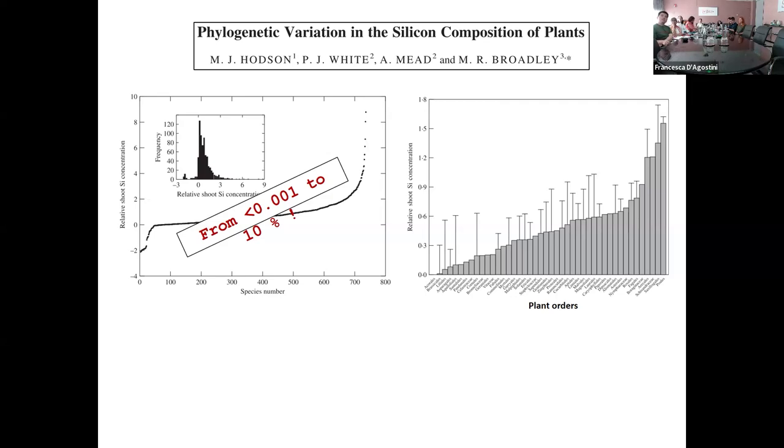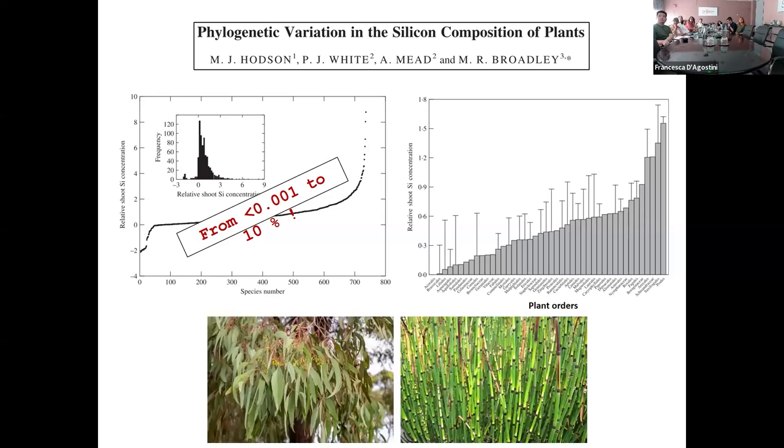We already talked about it this morning. This is a very famous paper by Martin Hodson. So here you have plant orders, and very schematically speaking, the Poales order, in which you have the Poaceae, the Cyperaceae, and so on, tend to accumulate more. Just to show some species, you have the Myrtaceae, this eucalyptus species, a very important species especially in Australia, that do not accumulate silicon at all in the Myrtaceae family, for some reason. And here you have Oryza, one of the most silicon accumulating species we have out there.